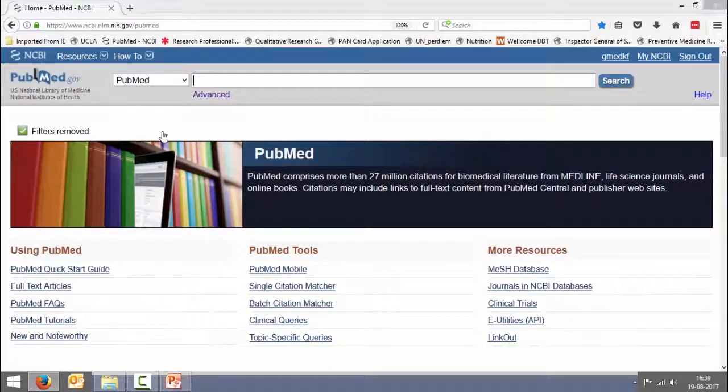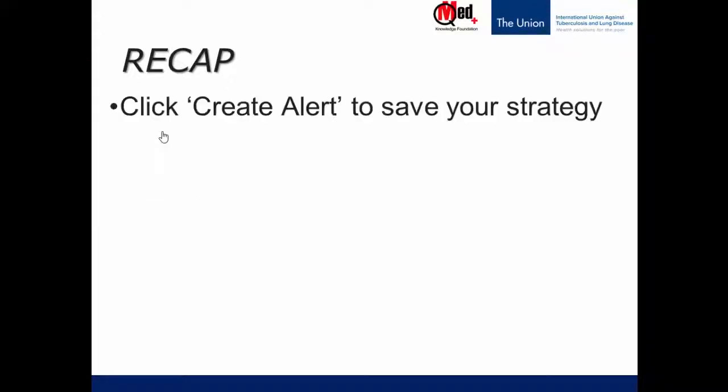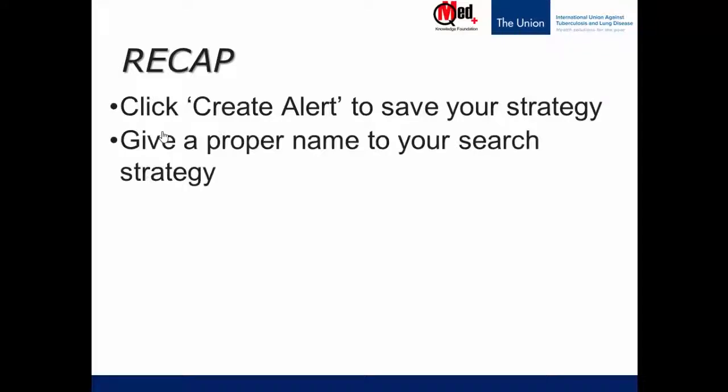Let's get back to the slides. Let's do a recap. So just below the search box, we have a create alert. Of course, we need to be logged into NCBI. If we click create alert, we get a whole bunch of options, whether to get email alerts or no. And if we want email alerts, there are further options. Remember to give a proper name to your search strategy.